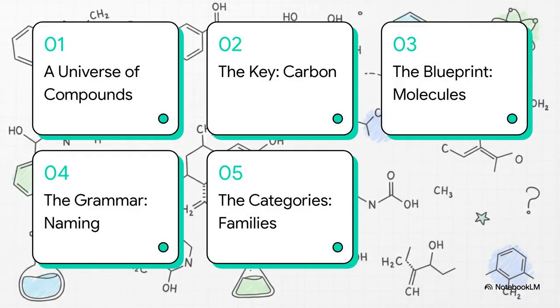Okay, so here's our game plan. First, we'll get a handle on just how massive this world of compounds really is. Then, we're going to meet the superstar of the show, carbon. After that, we'll figure out how chemists draw these things, learn the grammar for naming them, and finally, see how they're all sorted into different families.